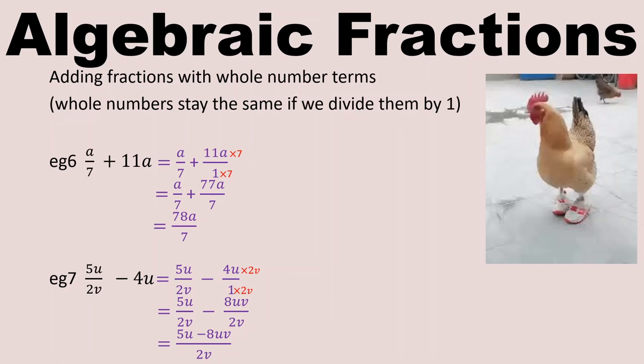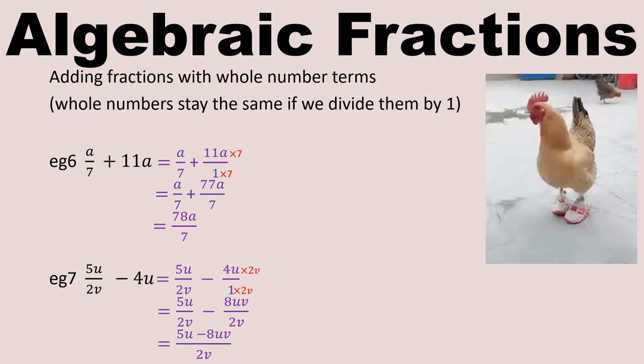Look at the terms on the top. Is there any common factor that you could divide them both by, that you could also divide the bottom by? You might be thinking 5u and 8uv could both be divided by u, but looking on the denominator, 2v could not be divided by u. So that is our simplified algebraic fraction answer. We can't do any more, so we leave it like that.